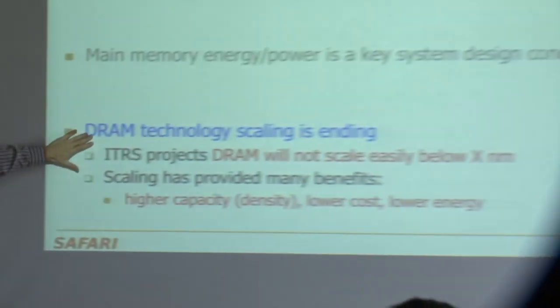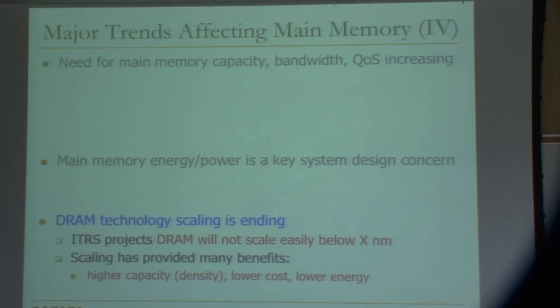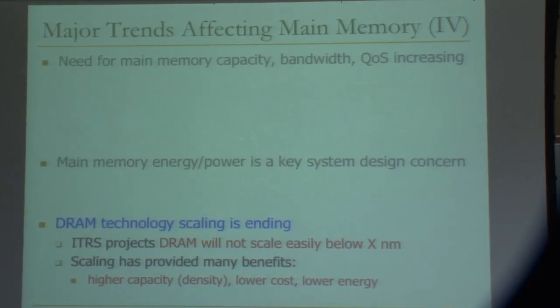The third major trend is that DRAM technology scaling is actually ending. And this actually occurs a lot in computer systems design. There's some technology that is very prevalent for some amount of time, maybe 10, 20, 30 years. At some point, it becomes difficult to scale that technology. So you move to some other technology. Right? And DRAM is getting there at this point.